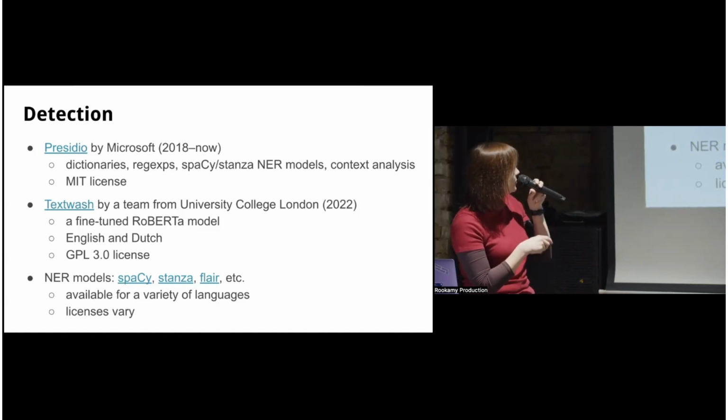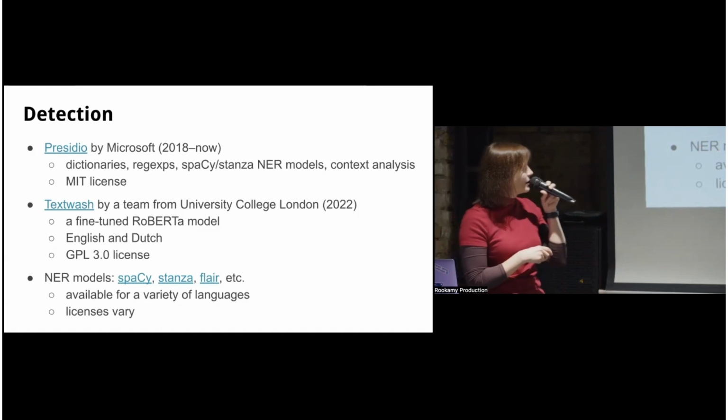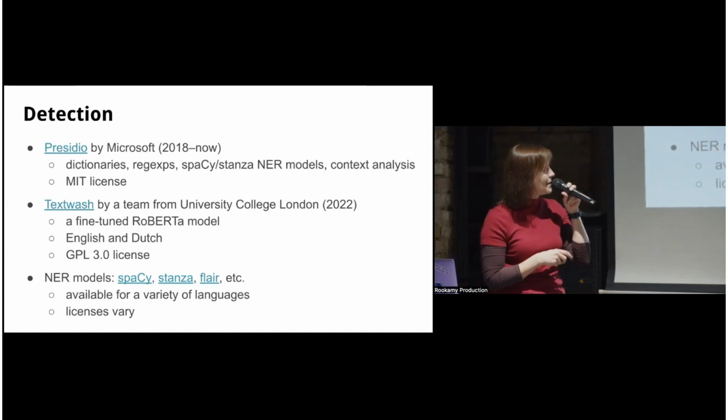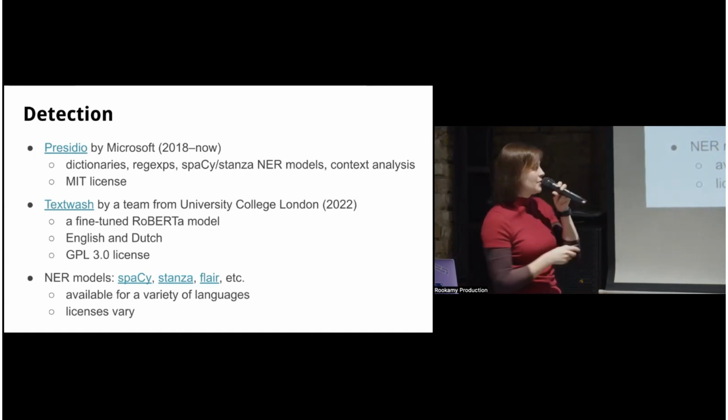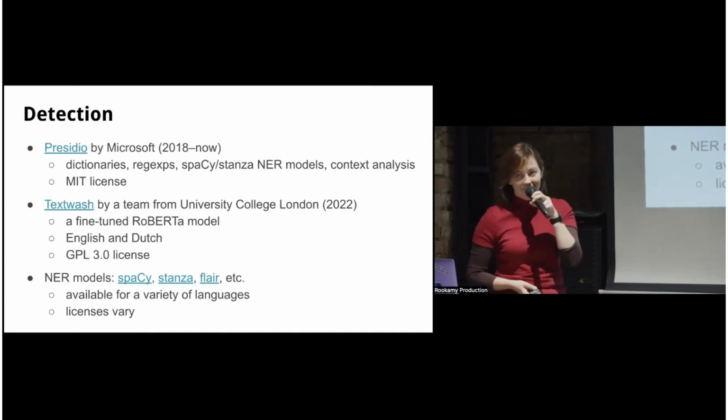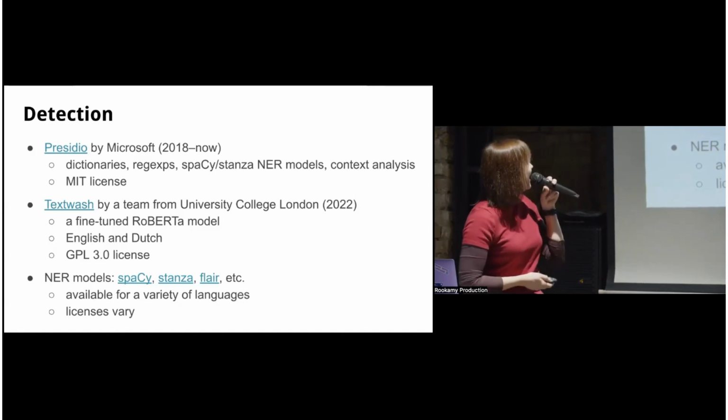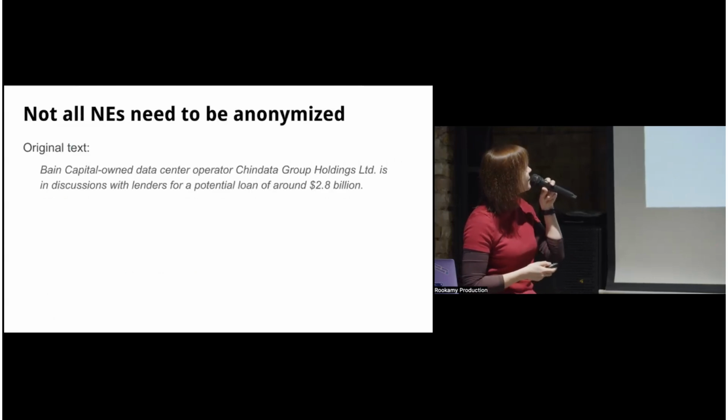In addition to these two open tools, there are also multiple named entity recognition models in popular libraries like spaCy, Stanza, and Flair, and they're available for a variety of languages. And a hint, Ukrainian is available in all three, just for you to know. Licenses vary though, so this is not something I can specifically say.